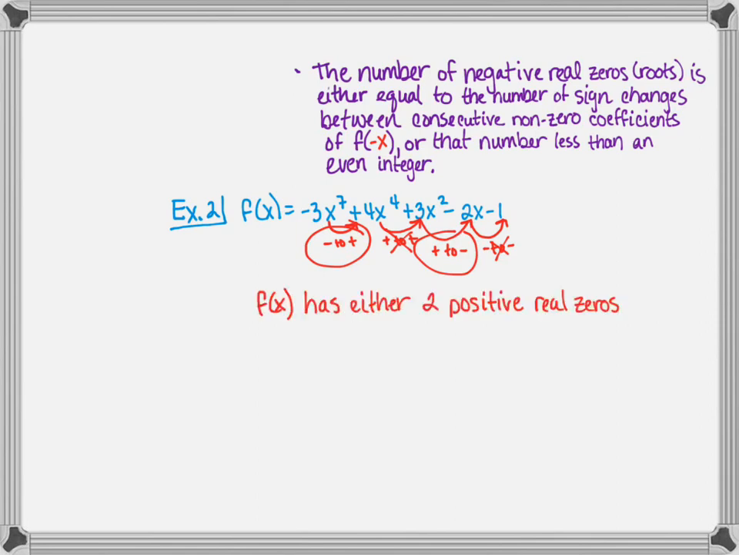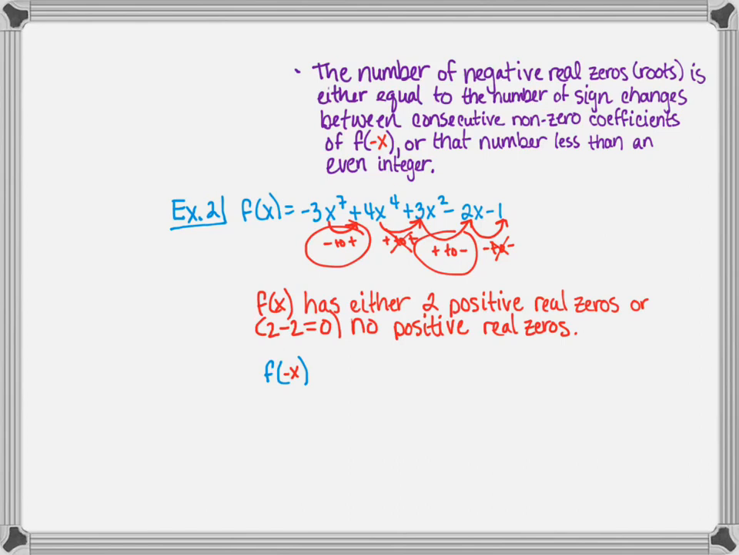So f of x has either 2 positive real zeros, or if we subtract 2, because that's an even integer, 2 minus 2 is 0, or it has no positive real zeros. So it has either 2 or no positive real zeros.